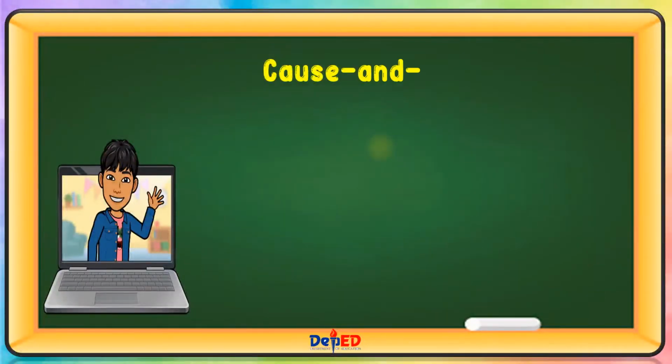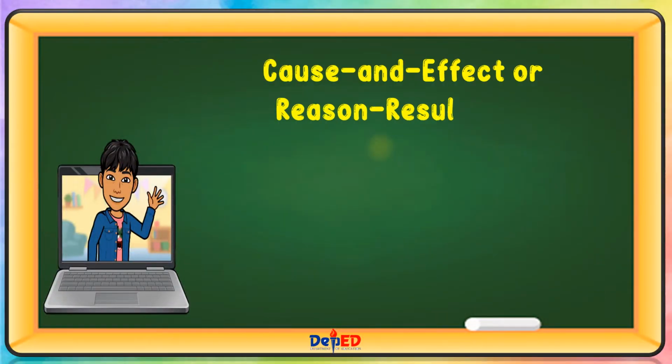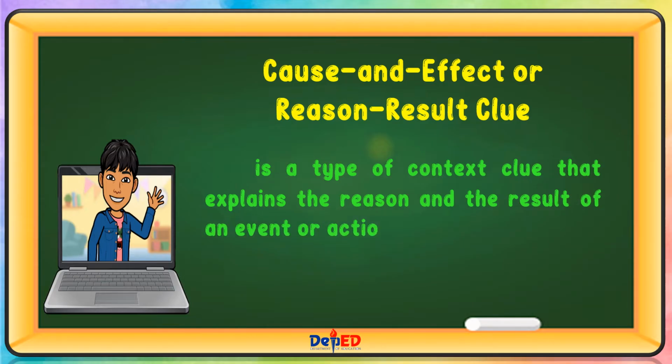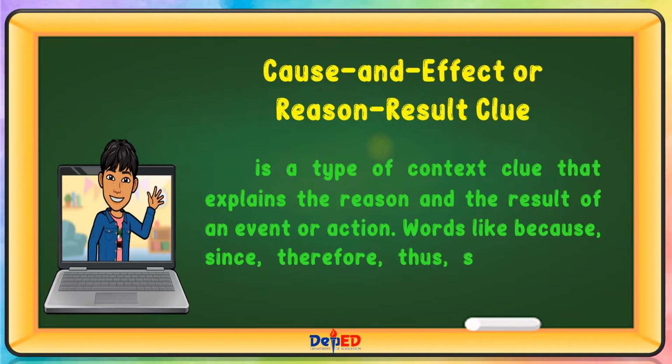Cause and effect or reason-result clue is a type of context clue that explains the reason and the result of an event or action. Words like because, since, therefore, thus, so, etc. may signal context clues.